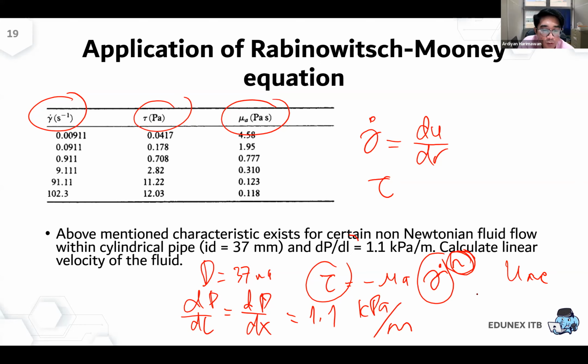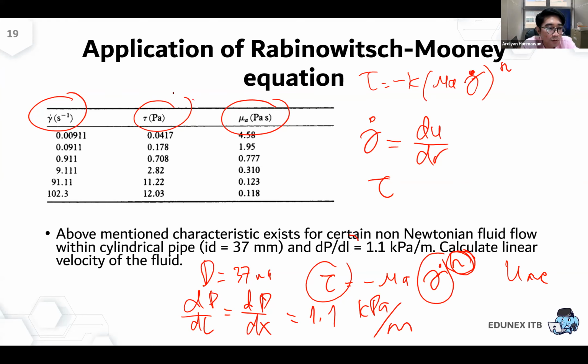Okay, then you need to get the k value. Maybe the equation is not complete. Tau is minus k mu a, this one. So for this problem, solve using this equation. The data is already provided.